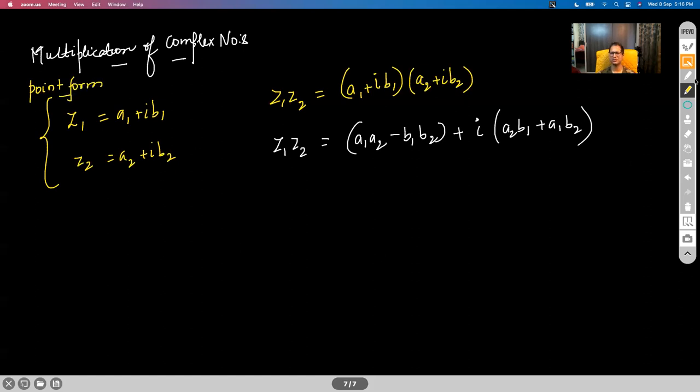Maza nahi aaya dekhke sir isko. Isn't it? Setu. Maza aaya kya? Nahi aaya na isko dekhke.